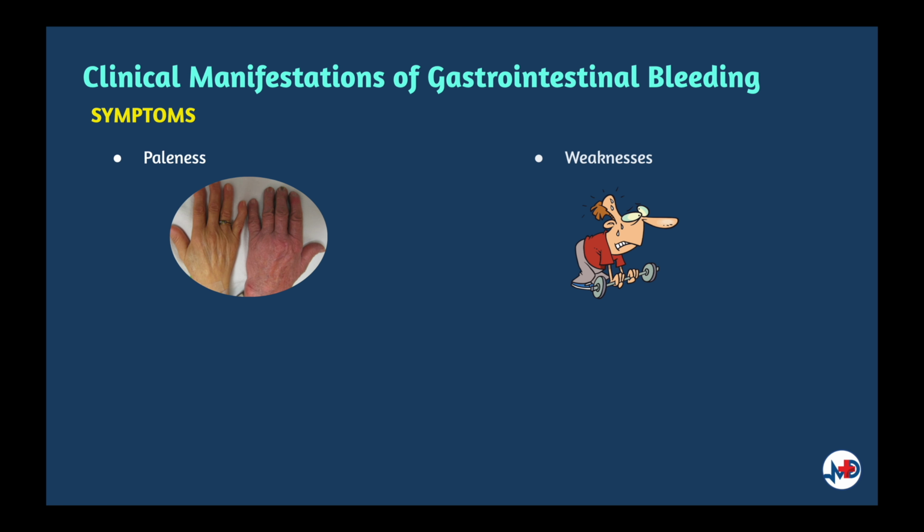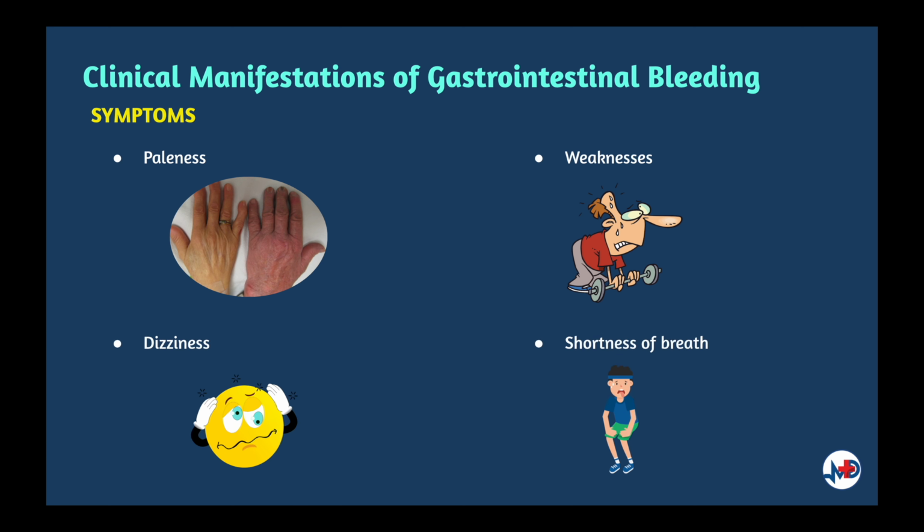If one experiences any one of these symptoms, such as pallor, weakness, breathlessness, or dizziness, then these are evidences of anemia. These symptoms may also signal severe bleeding if not attended to immediately.